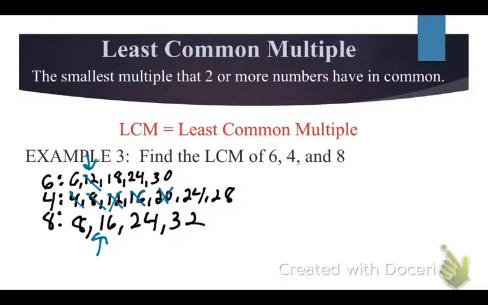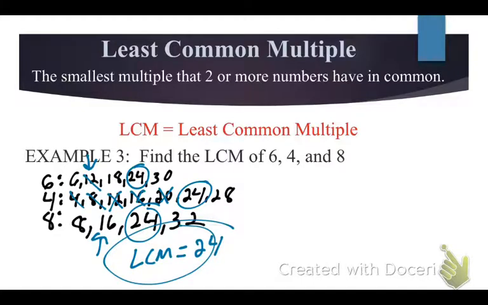Let's try again. Okay, we're now on to the 24. Do we have 24 in both lists? Actually, we have it here. It's in this list and in this list. So our least common multiple is 24. There we go. All right, so our least common multiple is 24.